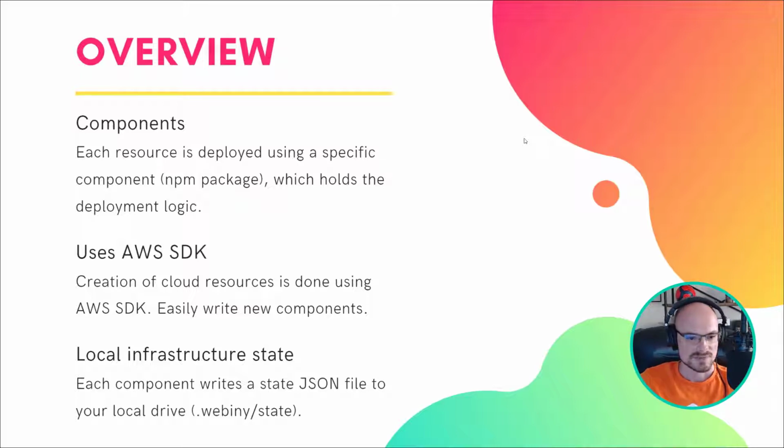Once a specific resource is deployed using a component, it writes a state file to your local drive. State files are simple JSON files which contain information about the resource that was deployed. You can find all the state files in the .webiny/state folder. They are grouped by stack and by environment that was deployed.